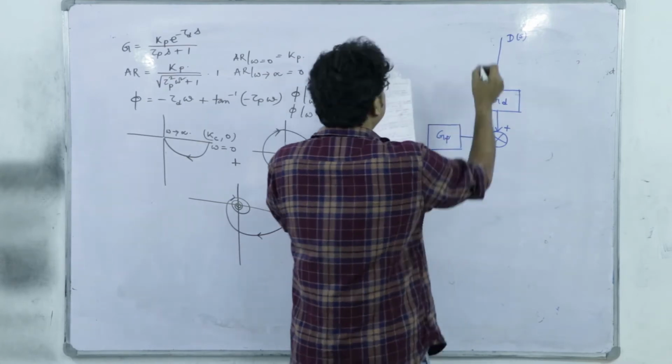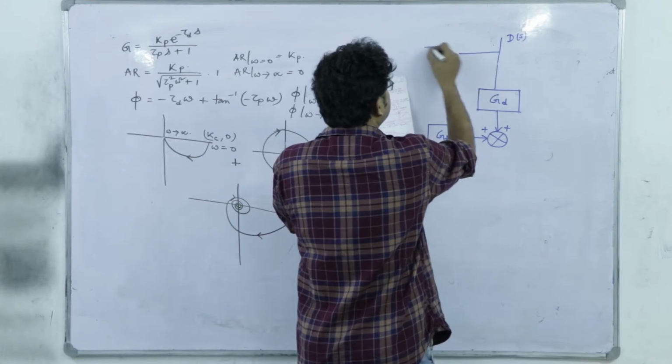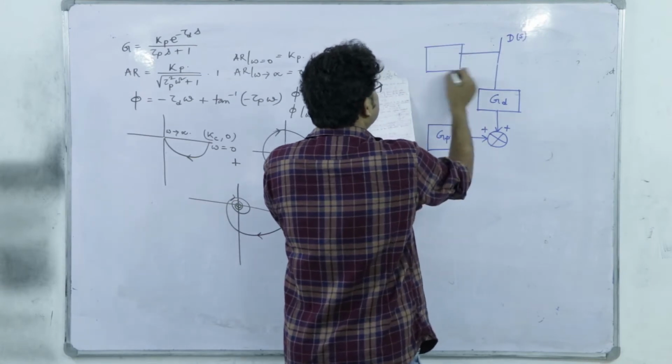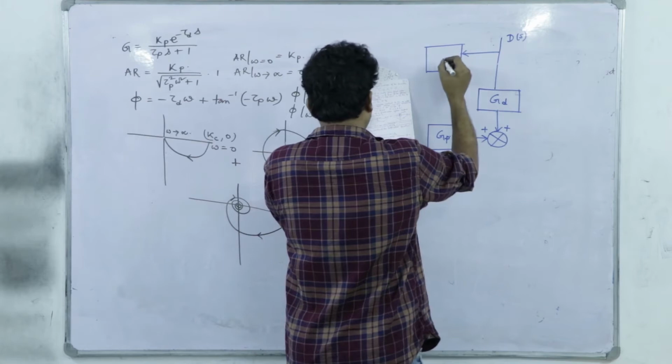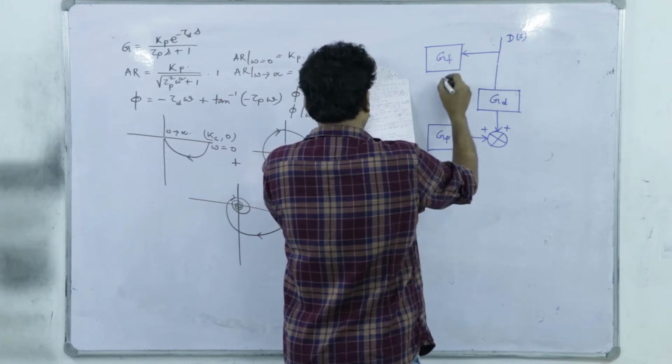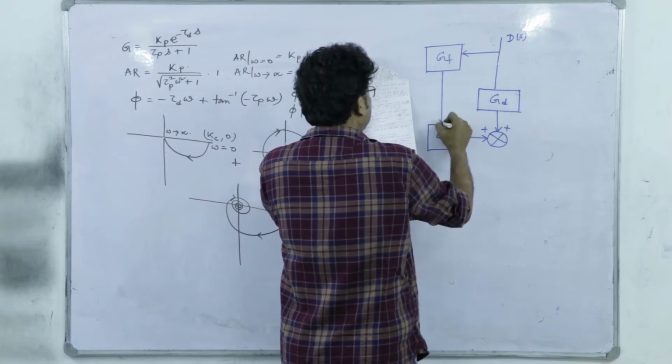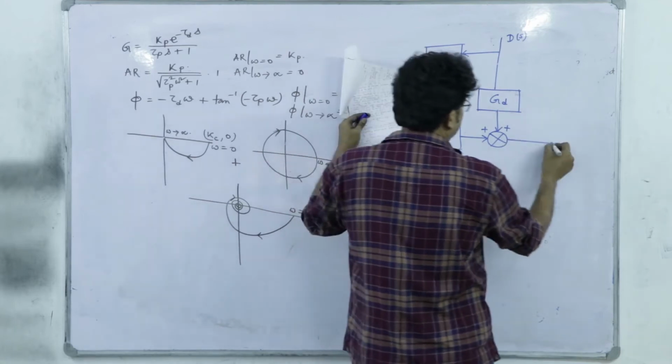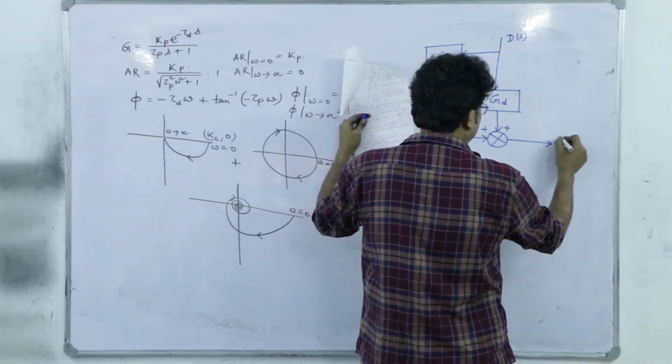GP, GF, it goes here, and finally produces the output Y.